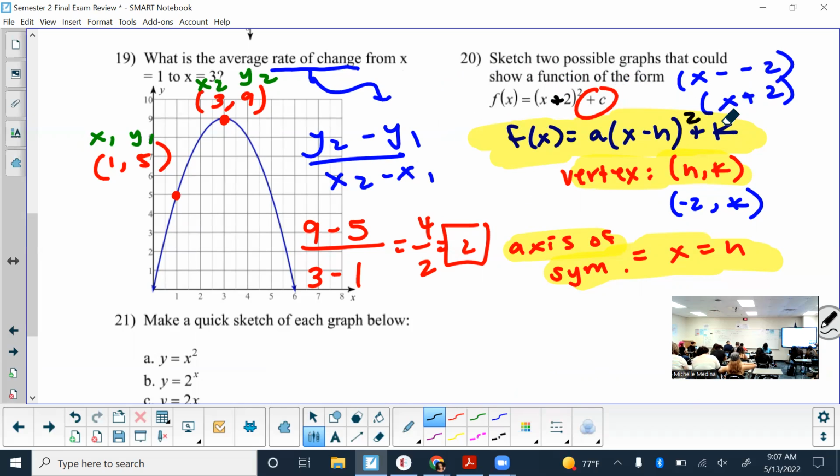The k will match up because it's a positive k here. If I plug in a negative, then it becomes negative. If I plug in a positive, it's still positive. So what this one is saying is sketch 2 possible graphs that could show a function in this form. Since they don't give you a value for k, all you need to make sure of is that it has the correct axis of symmetry, which is the -2.